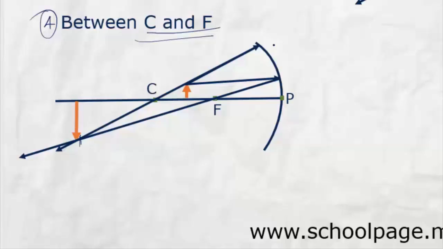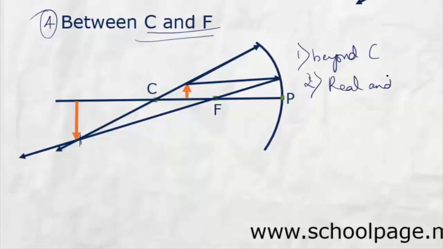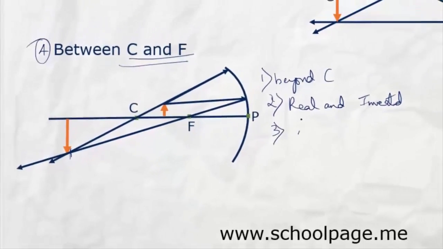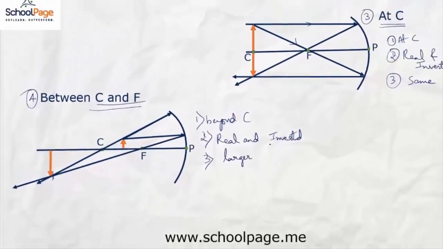So when the object is placed between the focus and center of curvature of a concave mirror, the image formed is beyond C, that is beyond center of curvature. The nature of the image is real and inverted, and the size of the image is larger than the object.